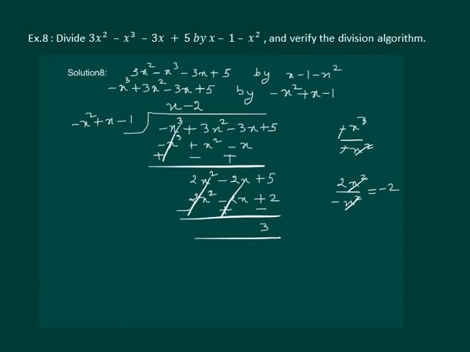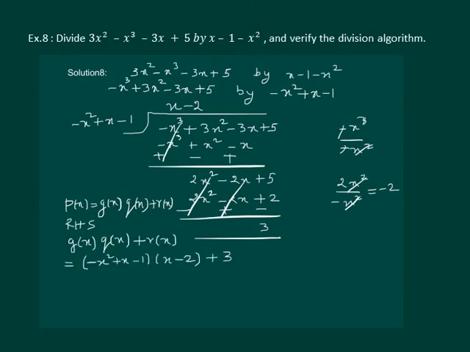So we stop here. Now we have to verify the division algorithm. So let us take the right hand side of the equation and verify that after calculation it comes out to be equal to px. We substitute the values of qx, rx and gx and get the following expression.